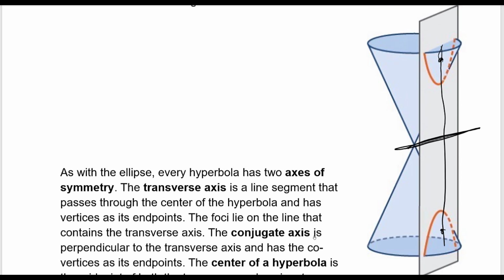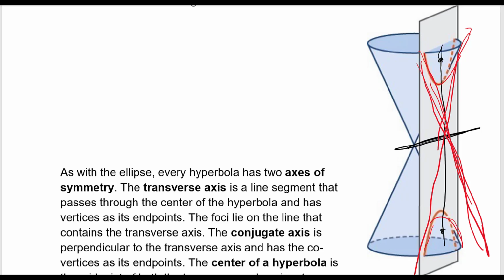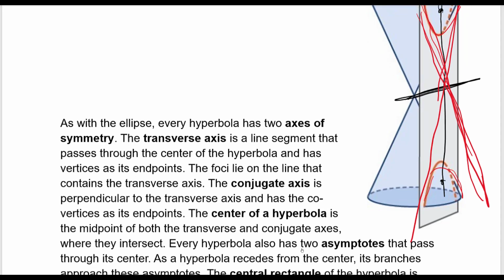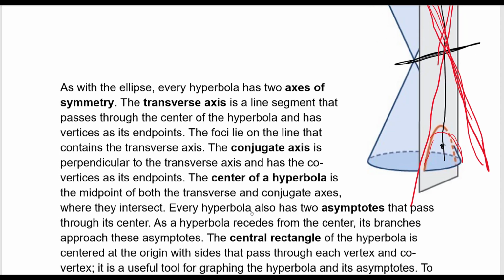So what I'm going to try to show here: you have an asymptote that comes along like that, and one that comes along like this. So you get those asymptotes, and this curve eventually approaches that asymptote.